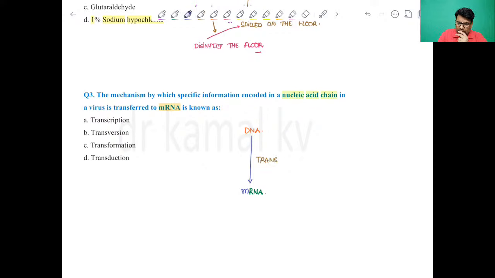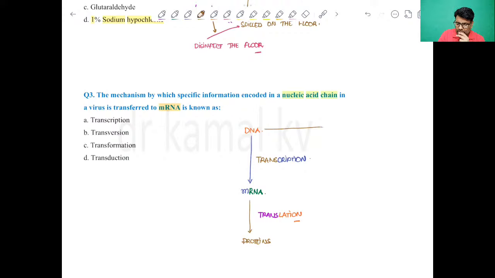Clear? So this is transcription. And if I say synthesis of proteins from mRNA, if I write it like this, then this is known as translation. Clear? So transcription, translation.